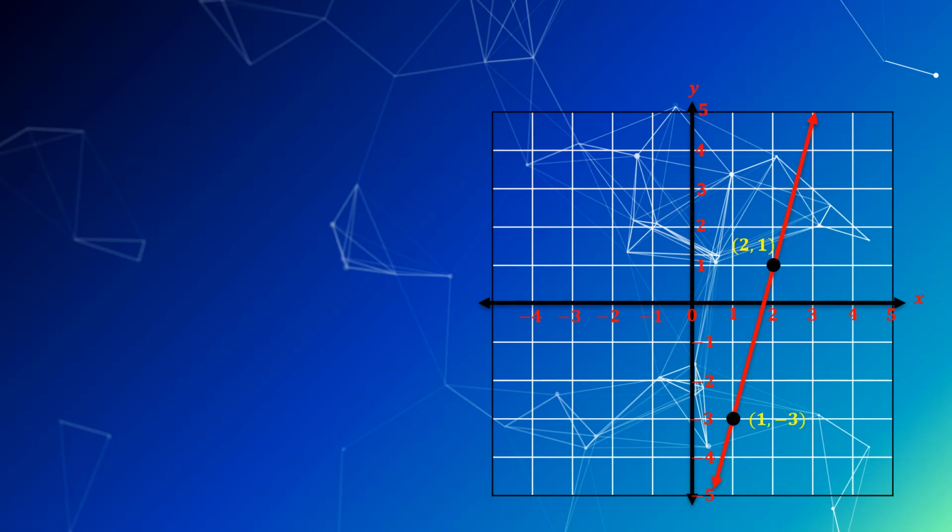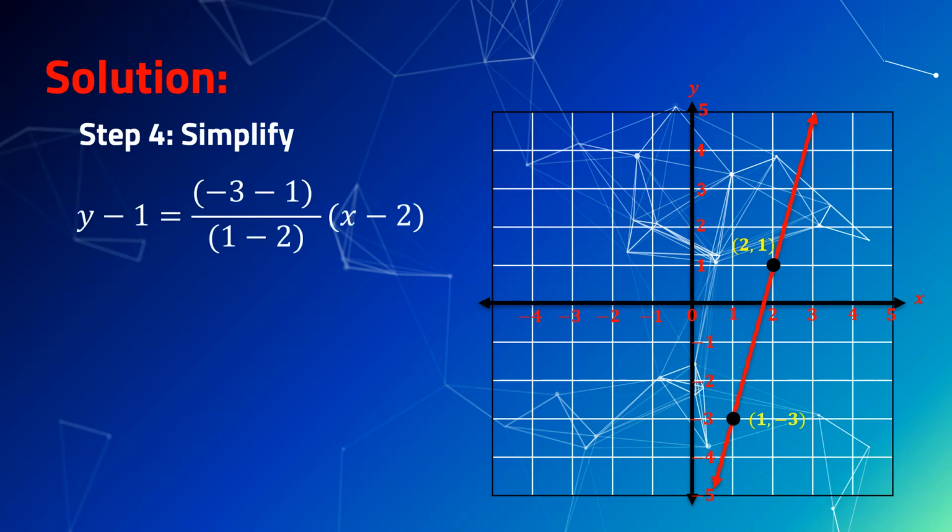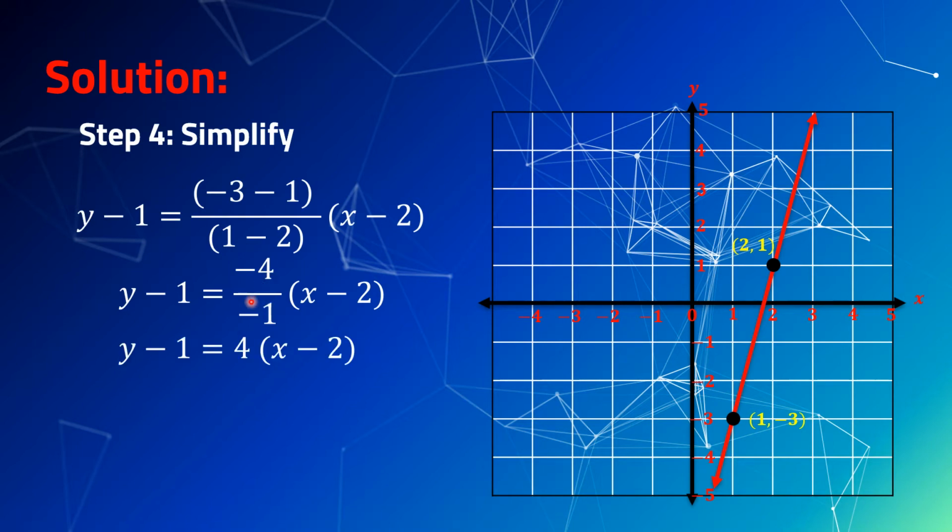Next, we simplify. We have the substituted equation. Negative 3 minus 1 is negative 4, then 1 minus 2 is negative 1. Negative 4 divided by negative 1 is positive 4. Then we distribute: y minus 1 is equal to 4 times x, by the distributive property, then 4 times negative 2 is negative 8.